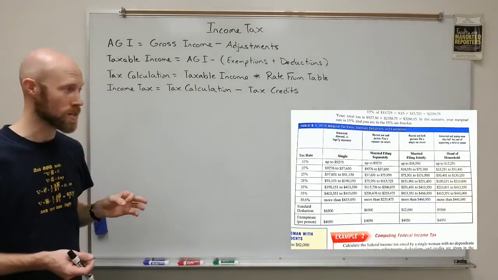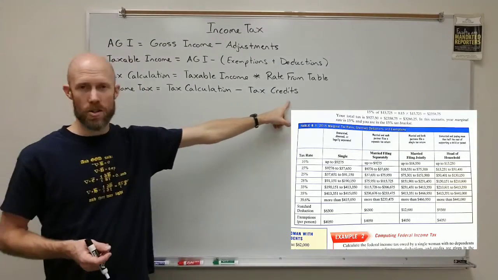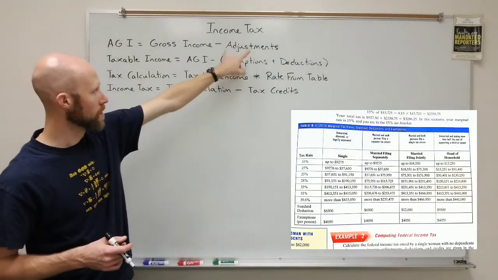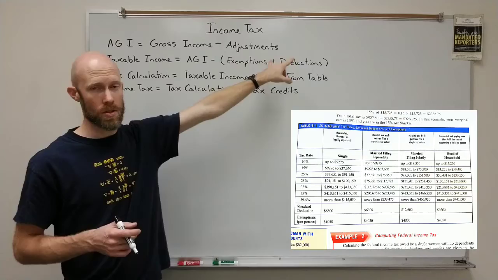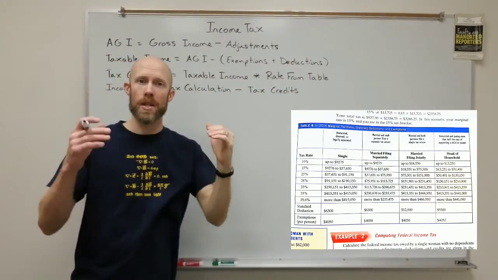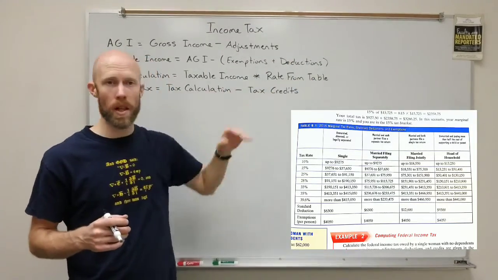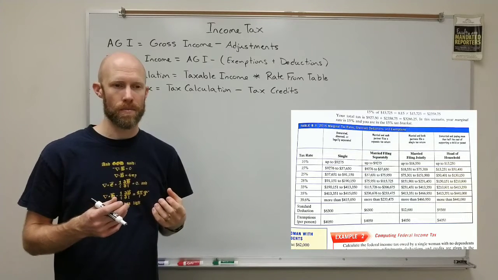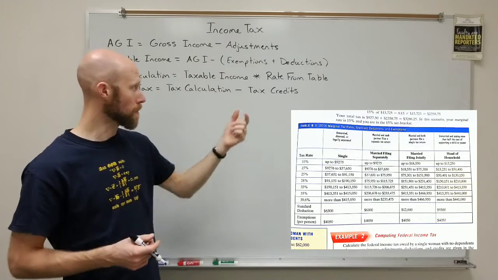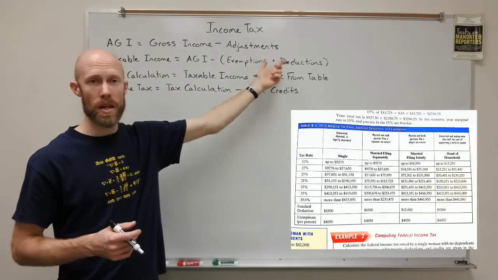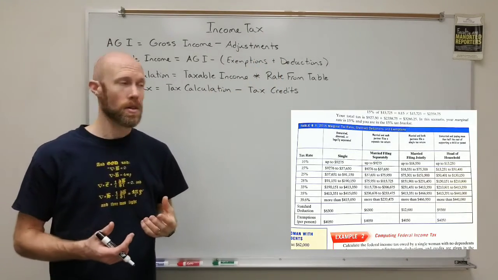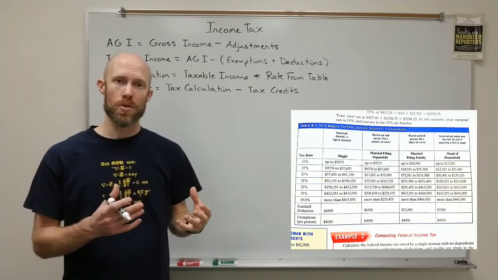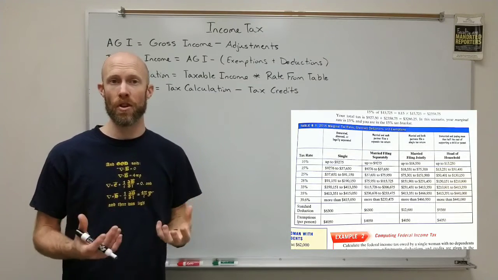There's one more thing to consider, and that's called your tax credits. Now, some of the money that's deducted, like your adjustments, your exemptions, and your deductions, those are taken off before the rate is applied, which means you only really reduce your tax by a percentage of those, right? Not the full amount. Tax credits are reductions of the full amount.